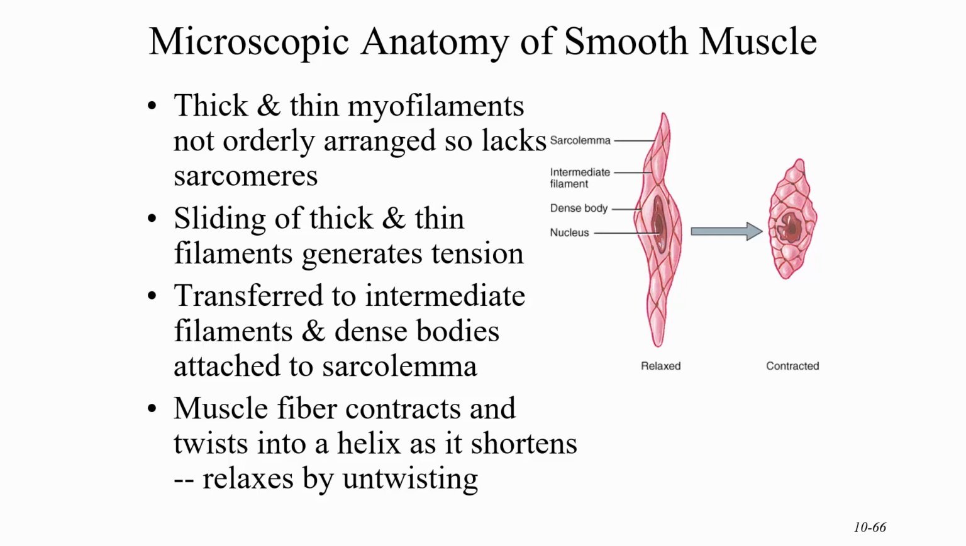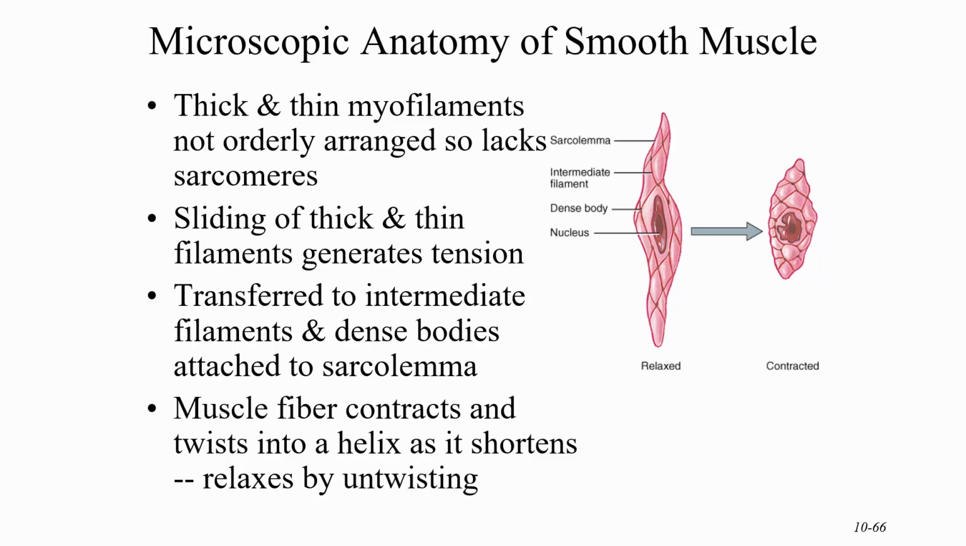The sliding of the thick and thin filaments generates tension, which is transferred to intermediate filaments and dense bodies attached to the sarcolemma. So it creates almost like a mesh around the cell. When the muscle fiber contracts, it twists into a helix as it shortens, and then it relaxes by untwisting.